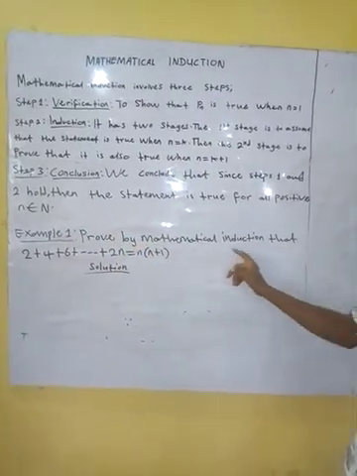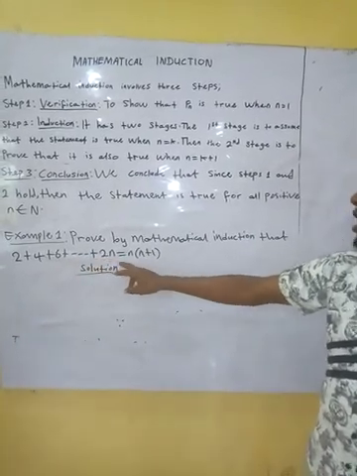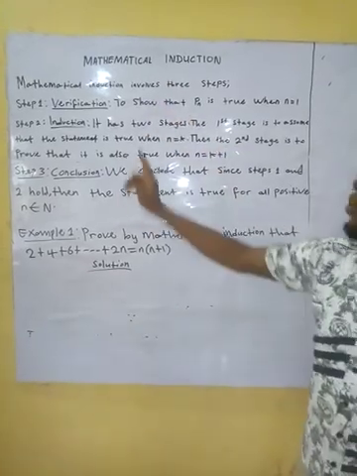Now, example 1. Prove by mathematical induction that 2 plus 4 plus 6 plus dot dot dot plus 2n is equal to n bracket n plus 1. To solve this, we start with the first step.